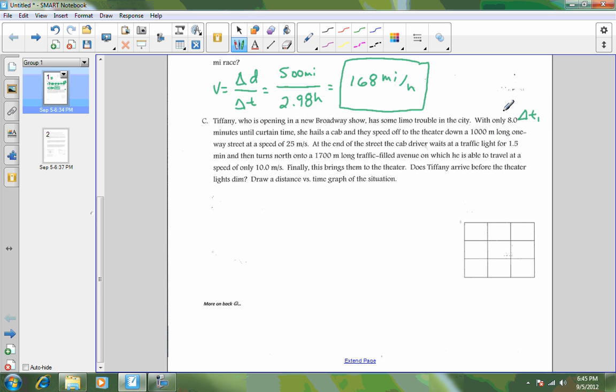where Tiffany is speeding down a 1,000-meter long one-way street at 25 meters per second. We'll use that information to get time number 1. Then we have delta t number 2, and this time interval involves Tiffany waiting for 1.5 minutes. Then we have time interval number 3, delta t number 3. This time interval we will find using 10 meters per second as Tiffany travels down a 1,700-meter long avenue.